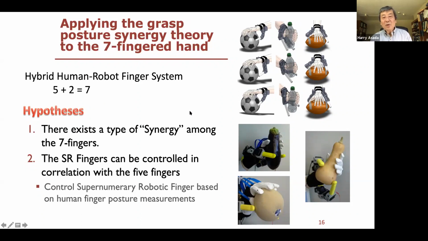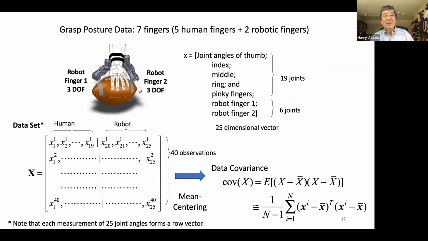Okay. So, with that extended hand with the 7 fingers, does any synergy exist? Here we have 19 joints for measuring the natural finger postures. Also, each robotic finger has 3 degrees of freedom, so 6 joints are added. So the input space is originally a 25-dimensional space. And then we put this one.